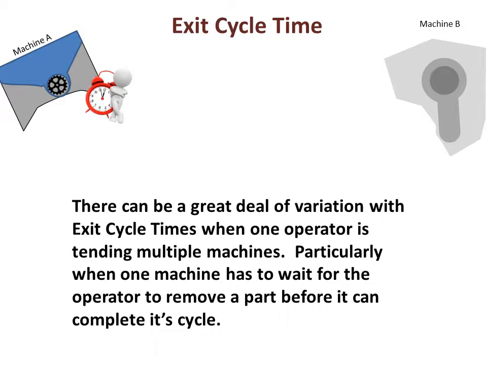Significant exit cycle variation can result when an operator is tending multiple machines that have different machine cycle times and which are not controlled through a single system. Adding more machines or tasks normally results in even greater variation.